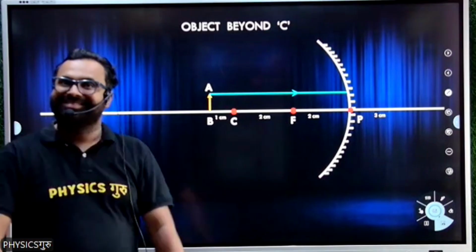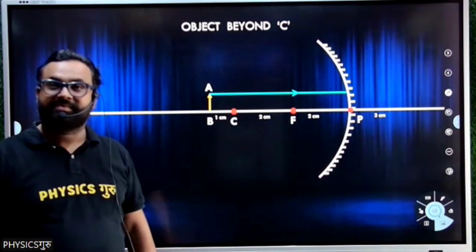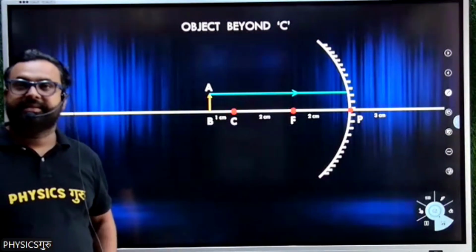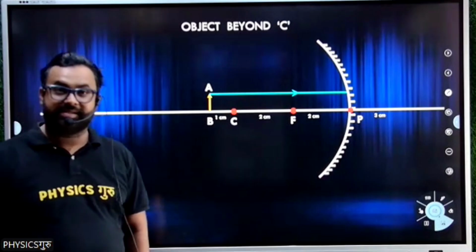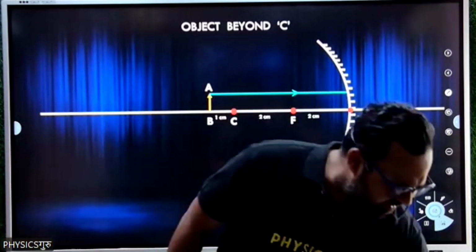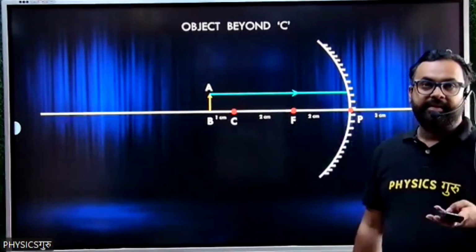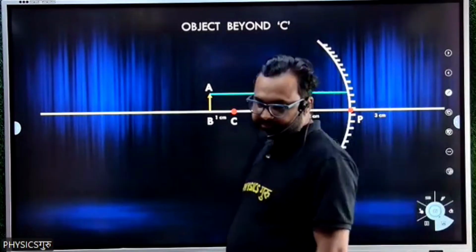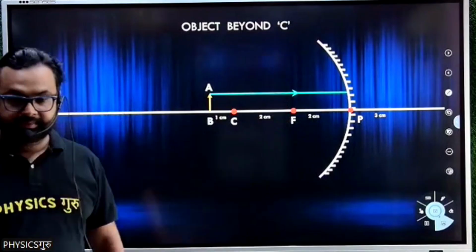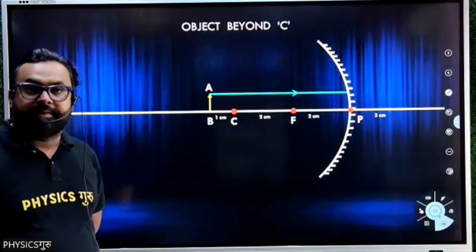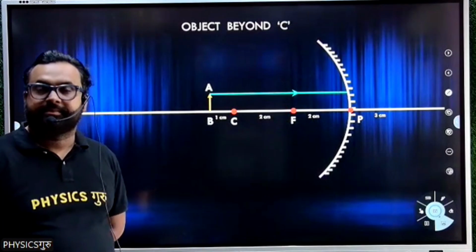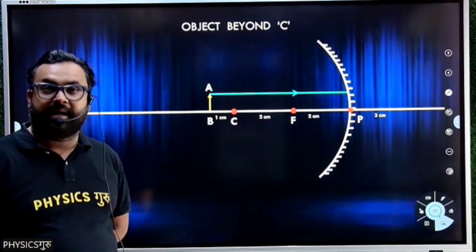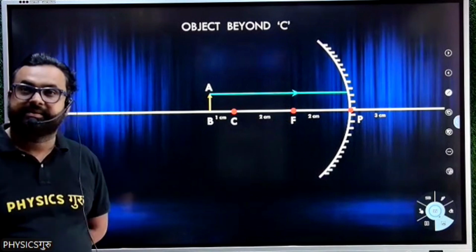Please draw. Sir, could you go a little slow? Yeah, why not? I will go as per your convenience, right? Step number one, draw a line parallel to the principal axis.